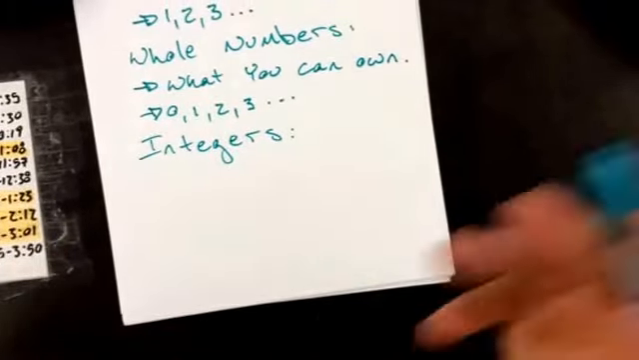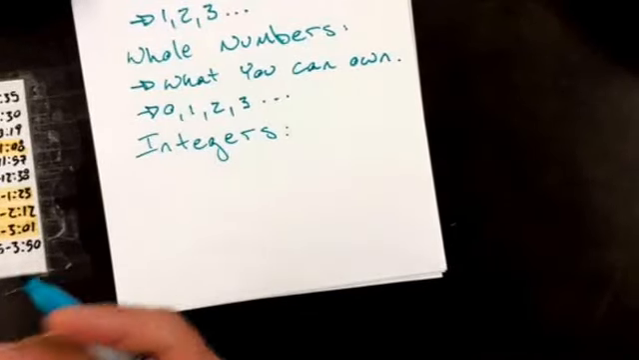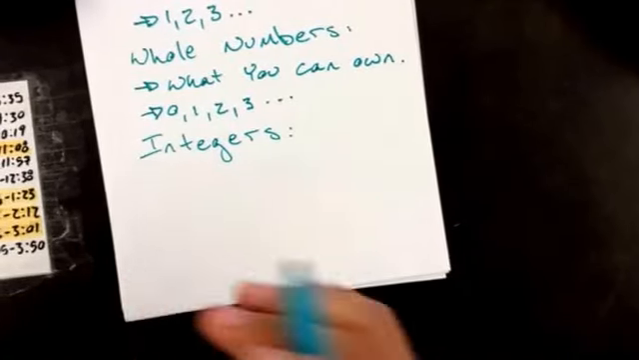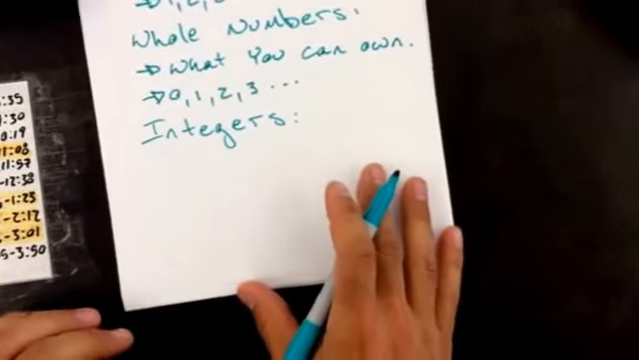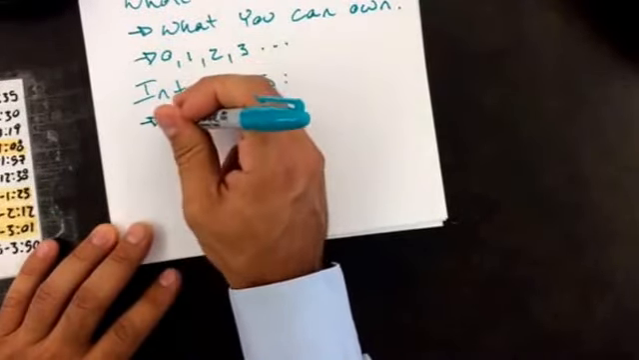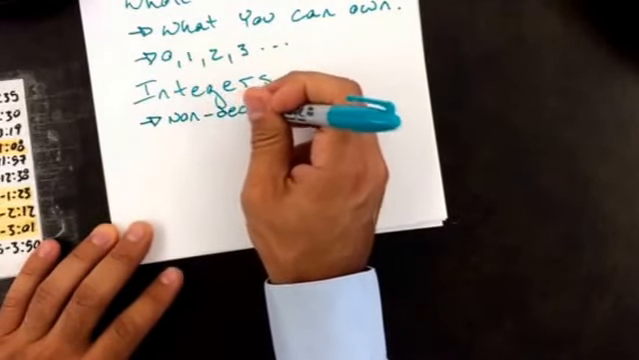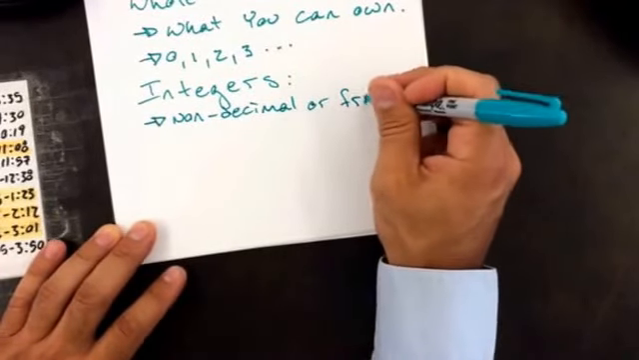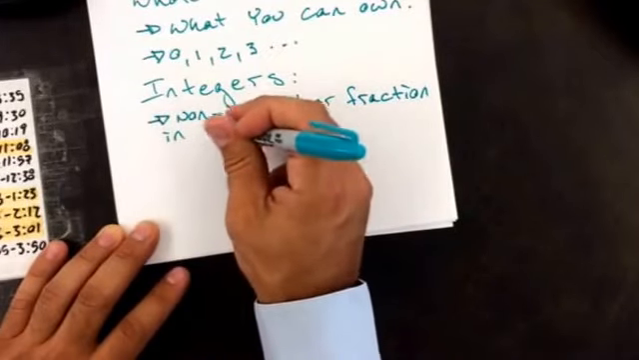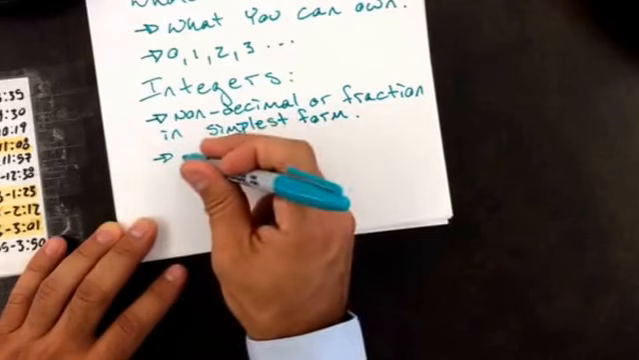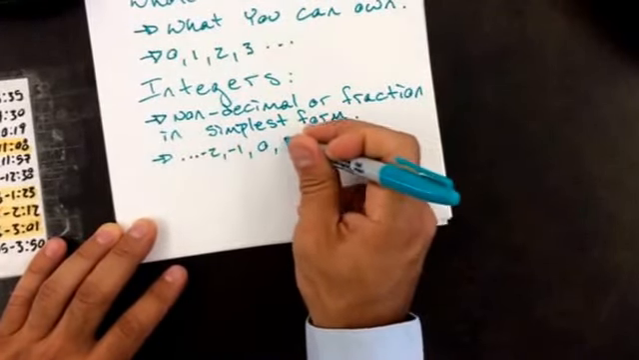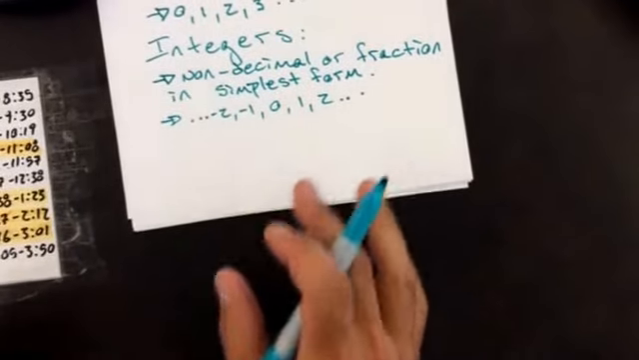Integers is what you were taught were whole numbers, non-decimals or fractions. Now, just because it starts as a fraction, it doesn't mean it actually is a fraction. So if I have like 10 over 2, that is a fraction, but it can be turned into a whole number, which also would make it an integer at that point. So integers, non-decimal or fractions in simplest form. So for this one, I'm gonna go dot, dot, dot, -2, -1, 0, 1, 2, dot, dot, dot. So it continues on negatively and positively. Integers is a much larger group than whole numbers and much larger than natural numbers as well.